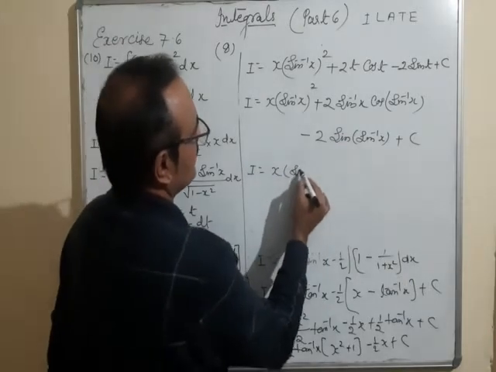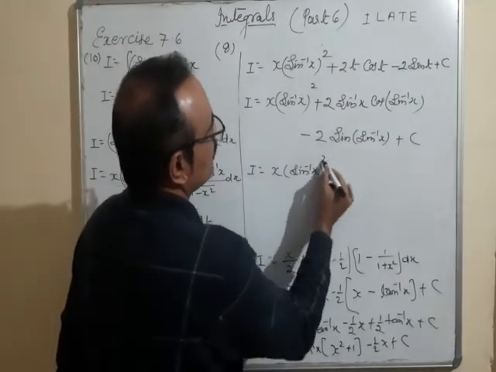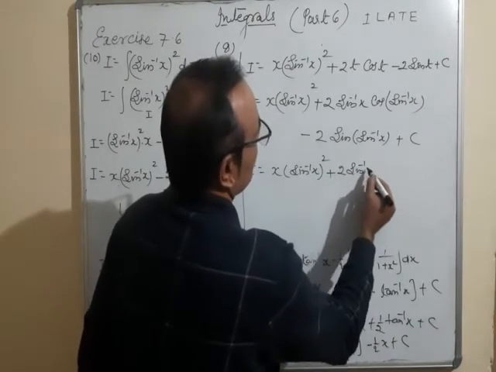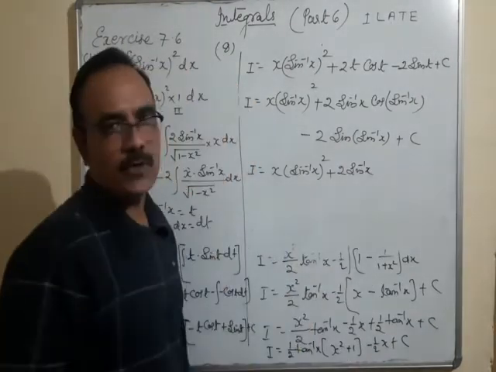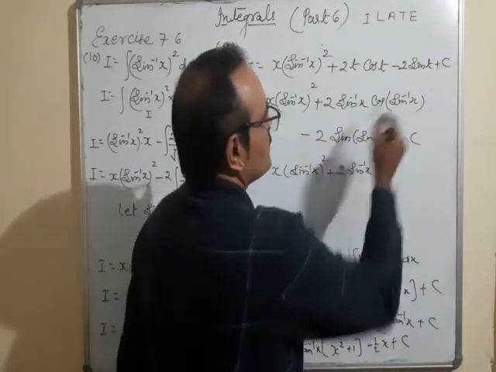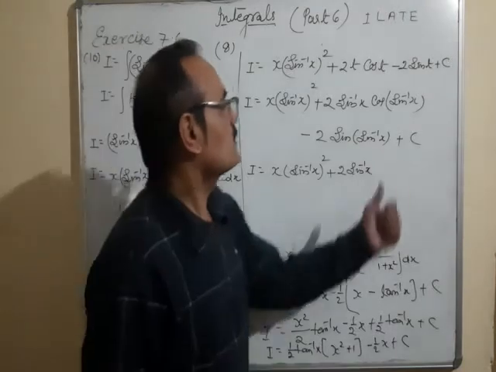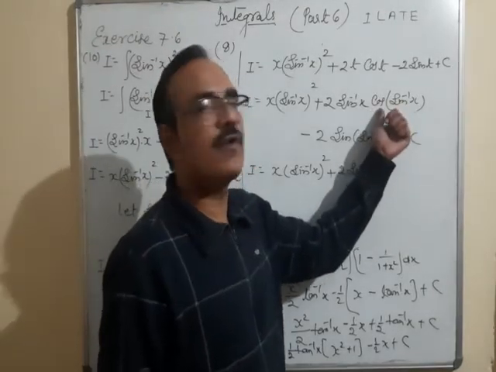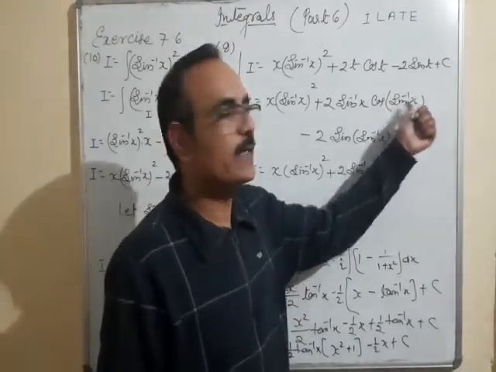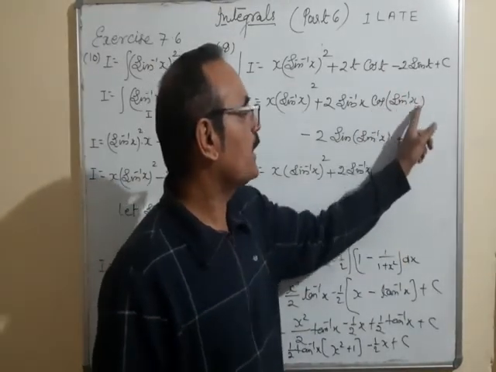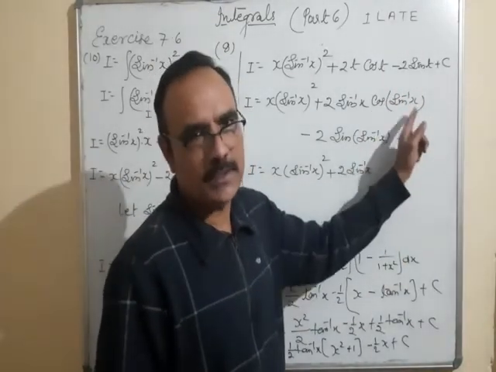x (sin inverse x)^2 plus 2 sin inverse x. Now look at this term, cos of sin inverse x. If somehow we want to convert this term into the form of sine, so that sine and sin inverse will cancel, only x will be coming. So this is cos. You will treat this as a theta, cos theta.